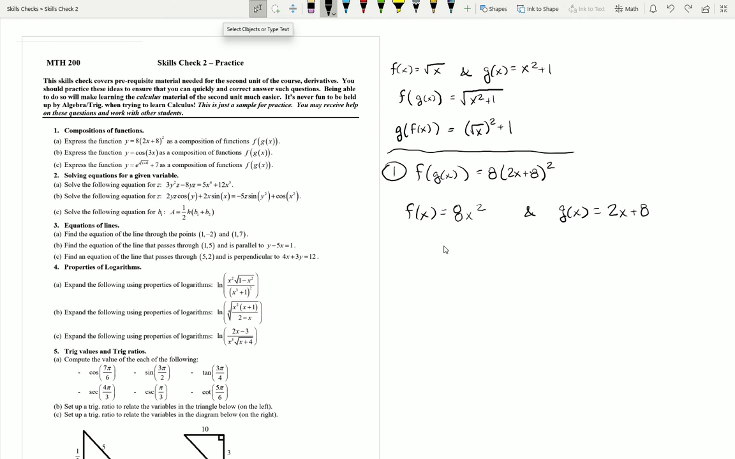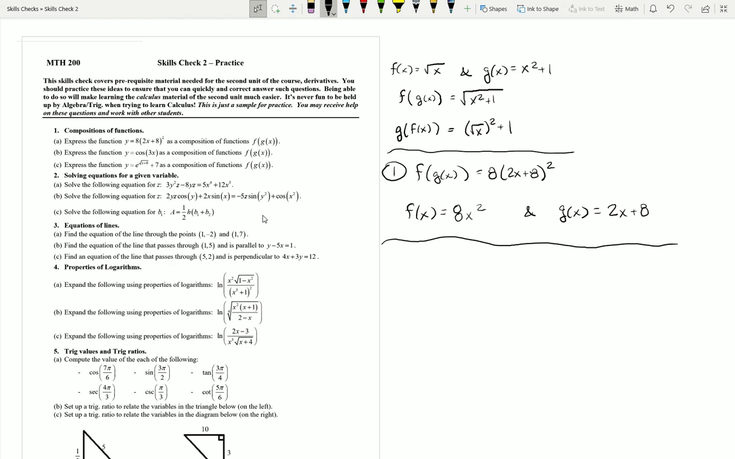So now let's go ahead and take a look at the second topic here, which is actually a fairly simple topic, solving equations for a given variable. Now there's nothing intended to be super difficult about this particular topic, but it is again going to be something that's of importance in the upcoming sections.